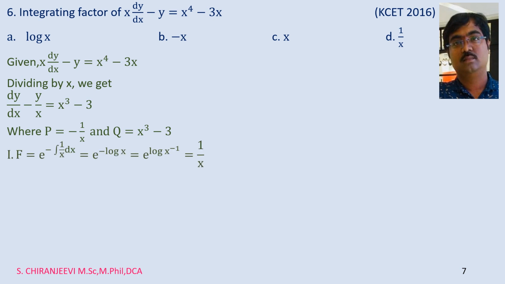So integrating factor is e power minus integral of 1 by x dx. Integrating factor is e power integral p dx. So the p value is minus 1 by x. So integral of 1 by x is log x. So it will be e power minus log x. E power minus log x can be taken as e power log x power minus 1. So e and log cancel. X power minus 1 is nothing but 1 by x. So the answer is option D.